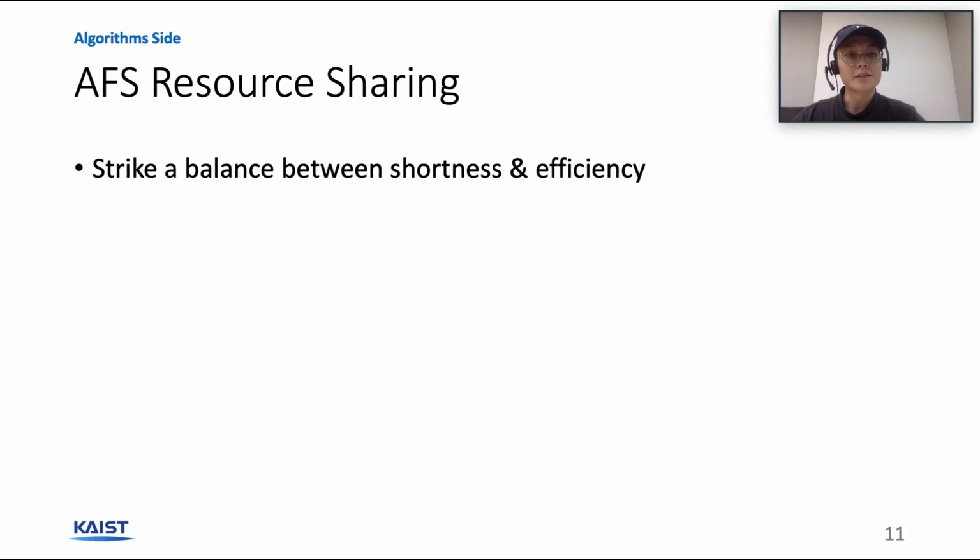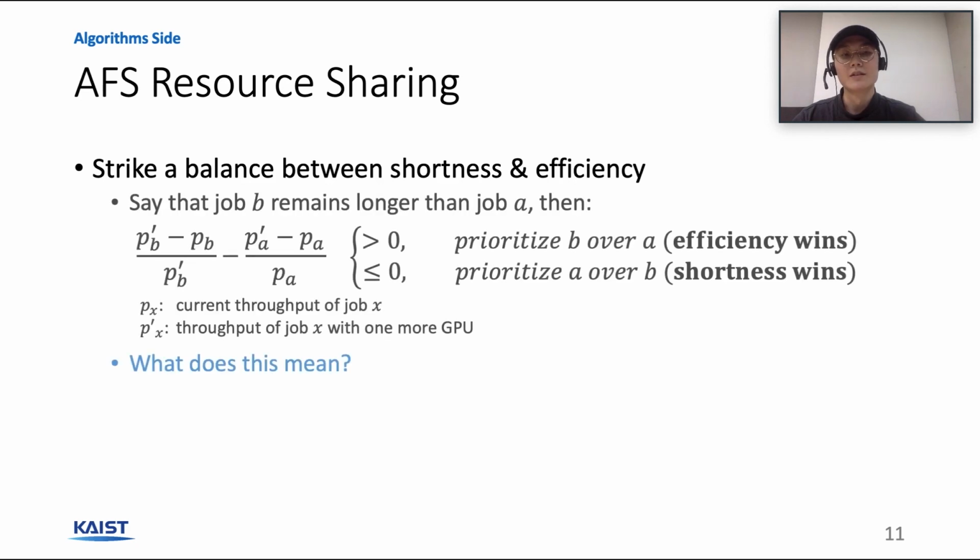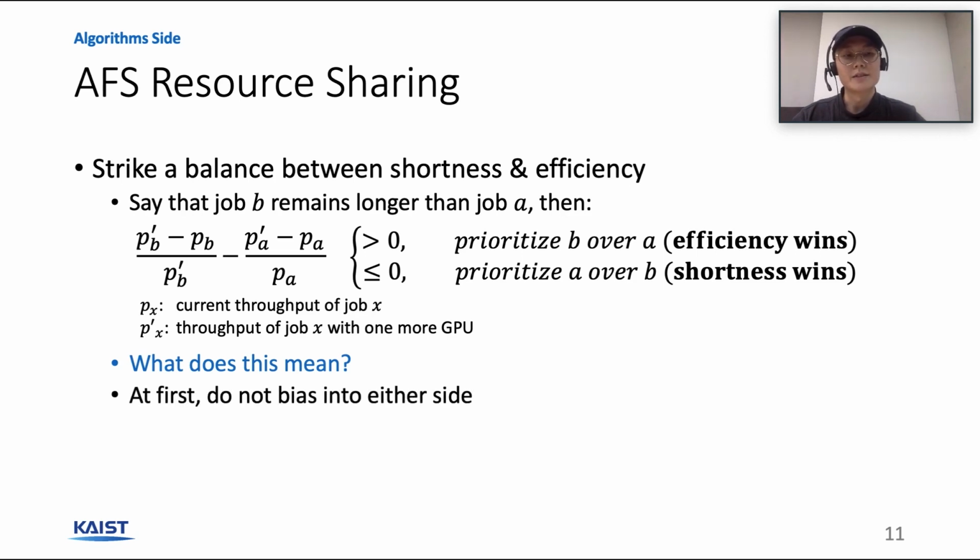AFS is an elastic resource sharing algorithm to strike a balance between prioritizing shortness and efficiency. The algorithm is based on our equation that determines when efficiency or shortness wins. But due to the time constraint, I'll only briefly explain the meaning of this metric. At first, this metric does not bias into either shortness or efficiency.